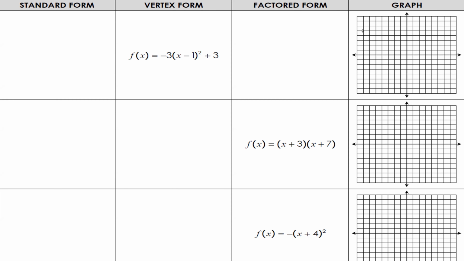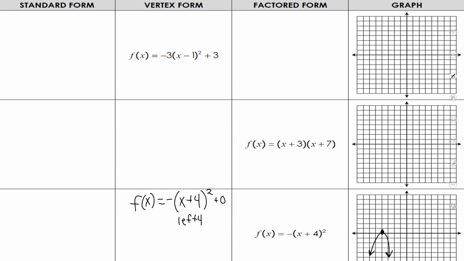Okay, this last question. My vertex form is actually the exact same thing. It tells me my transformations, it went left 4, and it didn't go up or down. So that's why there's nothing here. You can add a +0 if you want to, but you don't have to. So my vertex and my x-intercept is right there. And I know it's going to face down because there's a negative in front.